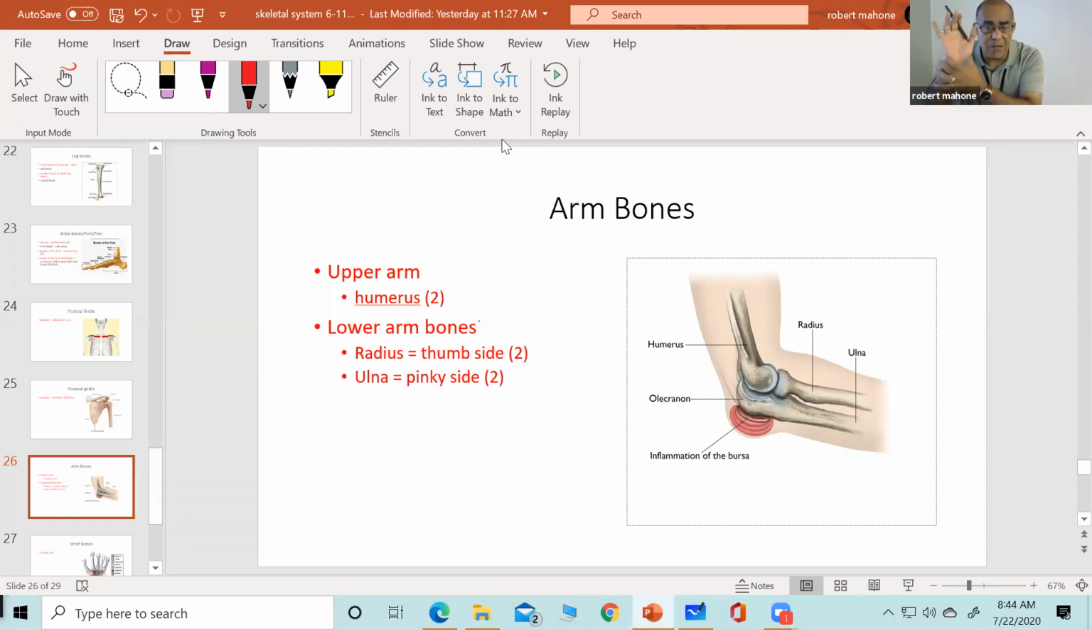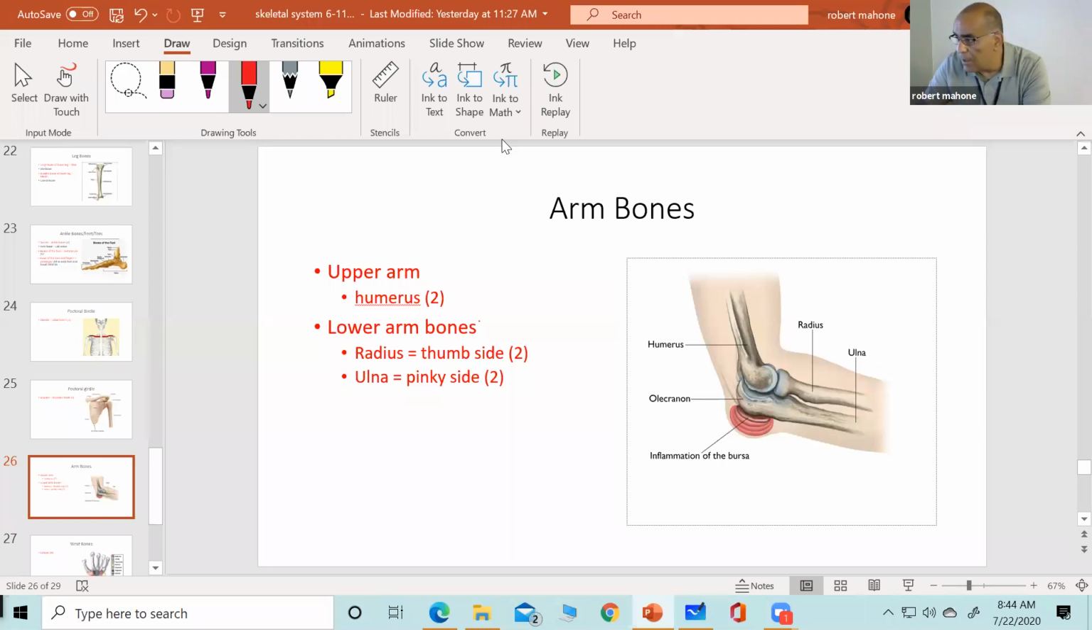On the other side are the ulnar structures, the ulnaris muscles, the ulnar nerve, the ulnar artery. They all run down the pinky side. So make that association. Thumb side, everything is radius. Pinky side, everything is ulna or ulnaris.